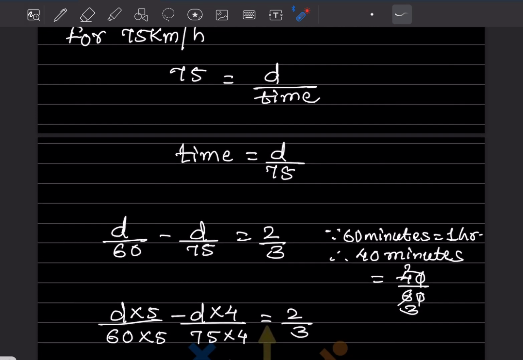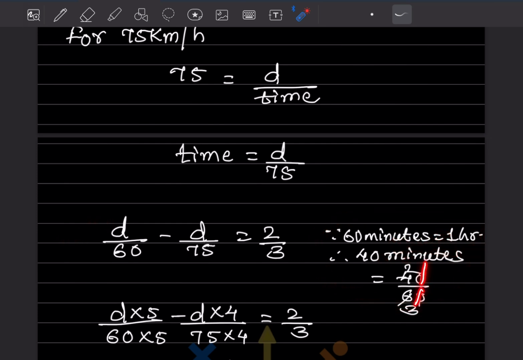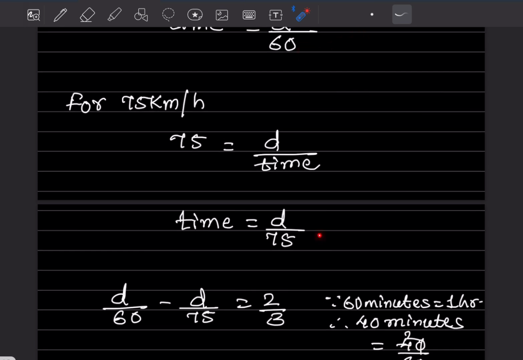So now what will you do here? 60 minutes, now look at here before doing this step. 60 minutes is going to be 1 hour. So 40 minutes is going to be below this minutes, so you'll write in minutes. So you are going to cross multiply. So 40 into 1 is going to be 40. And this is going to be 60. So that is going to be 40 by 60. So this and this gets cancelled. So 2 2s are and 2 3s are. That will be 2 by 3. So the difference between this one, d by 60 minus d by 75 is equal to 2 by 3.